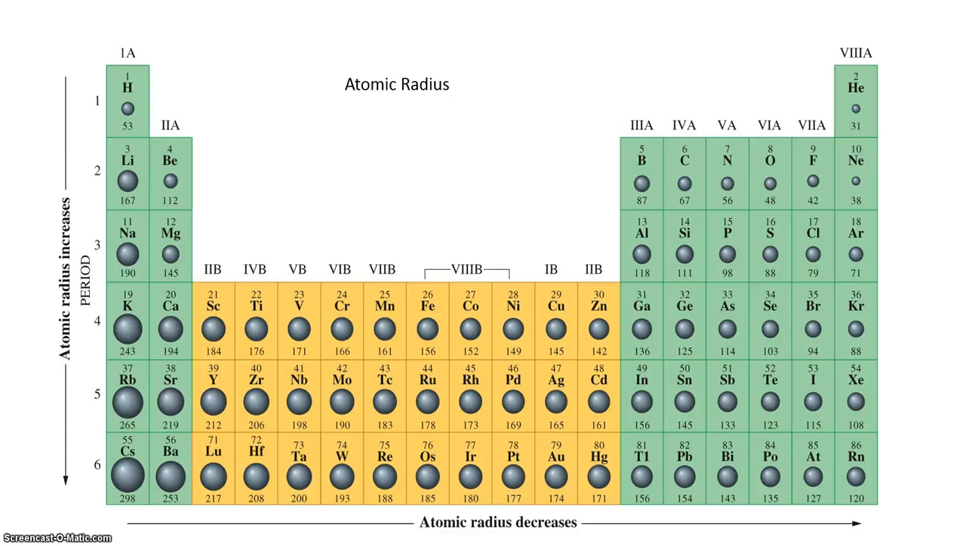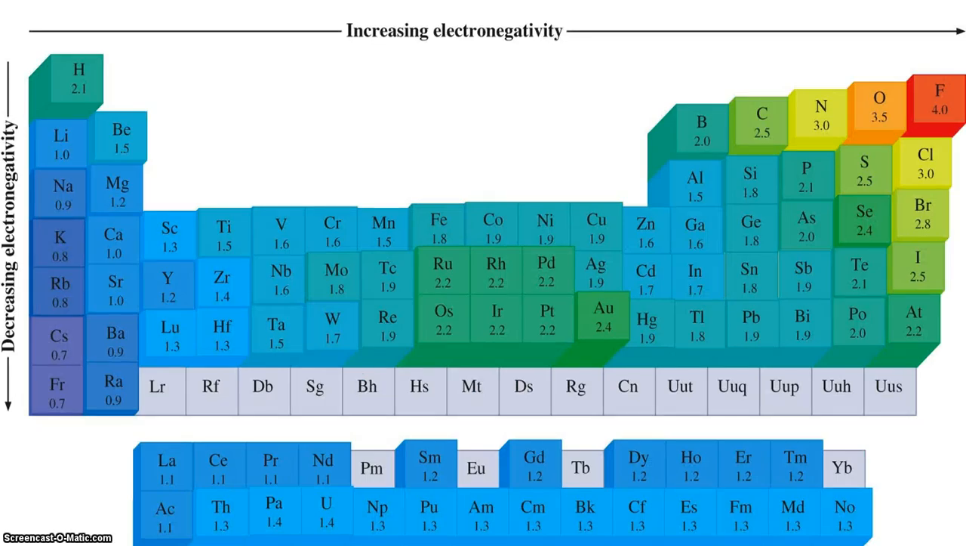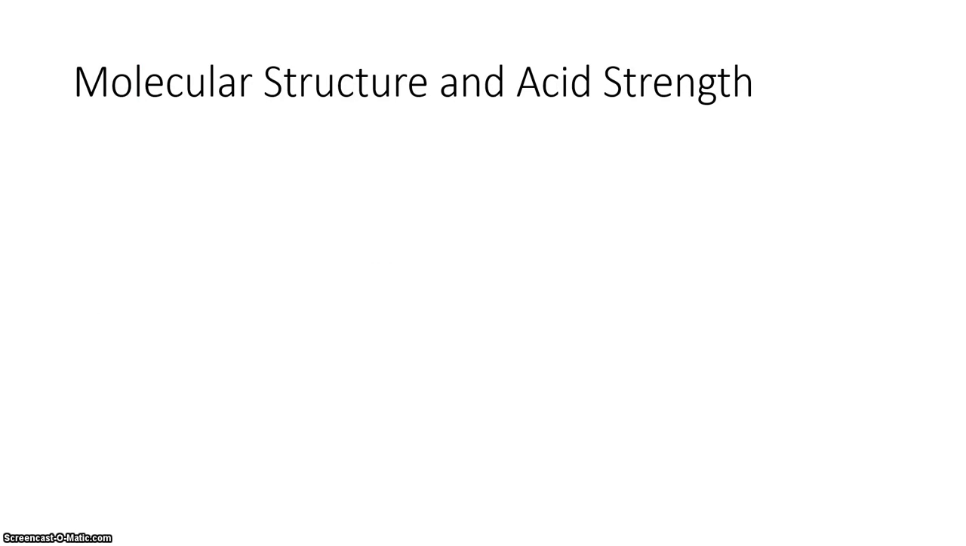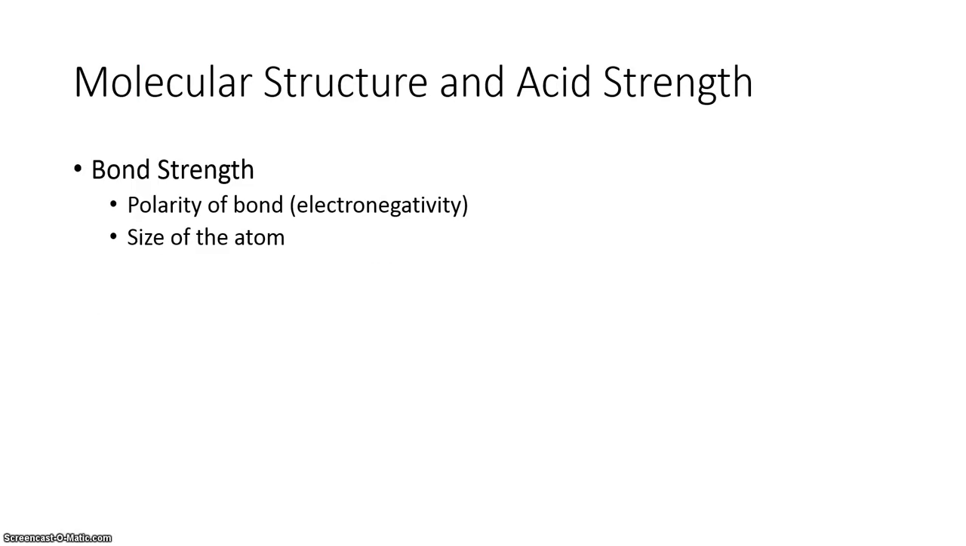Okay, so if we think about general trends, let's look at the electronegativity here. As we go from left to right across the periodic table, in general, we see an increase in the electronegativity, and we see a decrease in the electronegativity as we go down a group. The atomic radius, if you recall, tends to increase as you go down a group, and decreases as you go from left to right across a period. So both of these factors play a role in the bond strength.